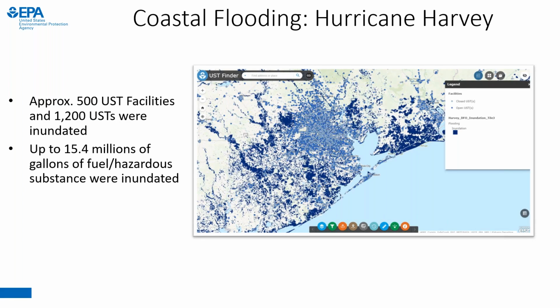We can also look at the impact of underground storage tank facilities when it comes to hurricanes. There was some good mapping done of flood inundation during Harvey, and these navy polygons on the map show areas in Texas that were inundated by Harvey. And then within UST Finder, we can overlay the underground storage tank universe and look at what might have been affected. We found that there were about 1,200 USTs that were inundated during this event, and that's about 15 million gallons of fuel that were inundated.